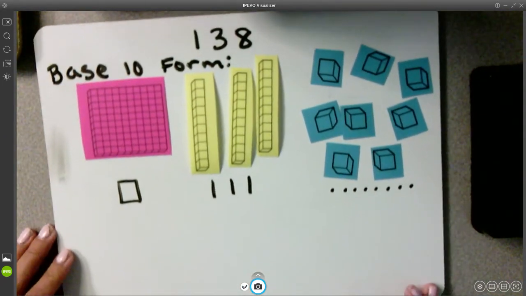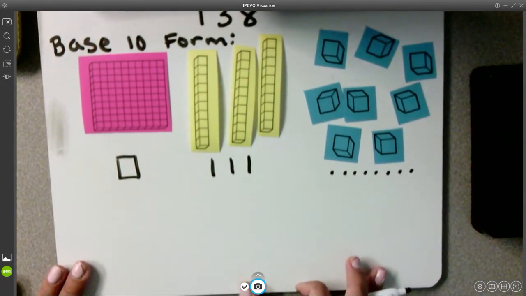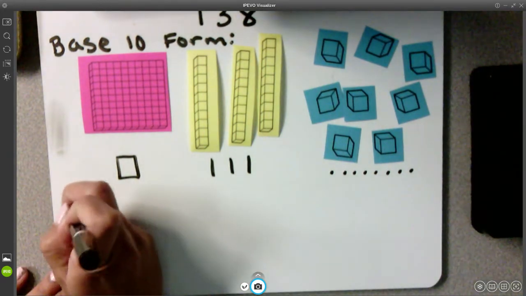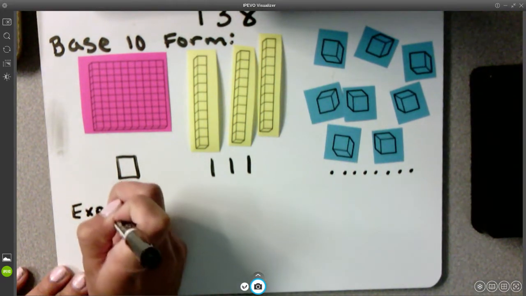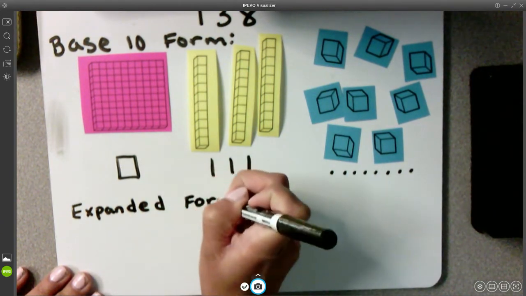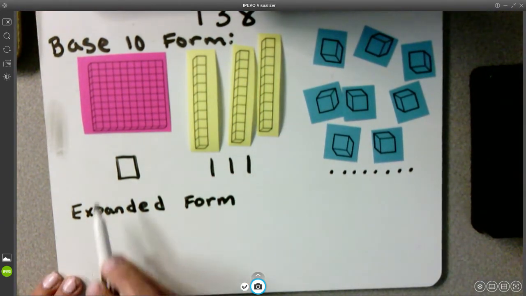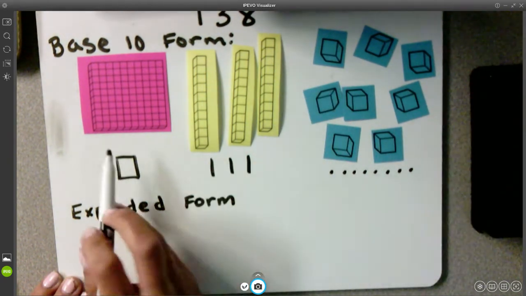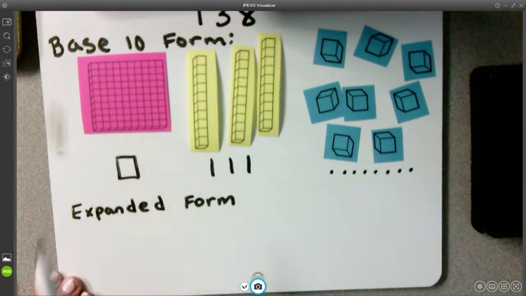Base 10 form. Now, the next way I'm going to show you is a little tricky, and I actually like to use the base 10 form to get to this one. This one is called expanded form. So we're going to take how much these are worth and we're going to put them together. So how much is 100 worth? 100 is worth 100.